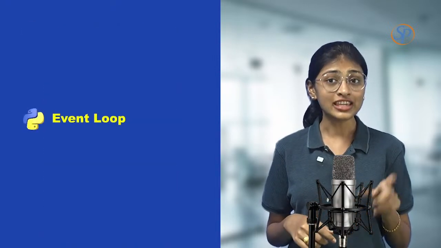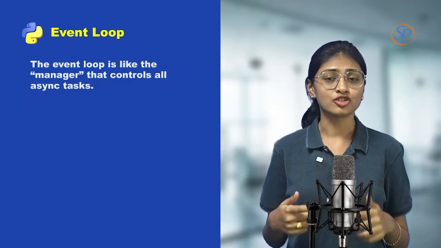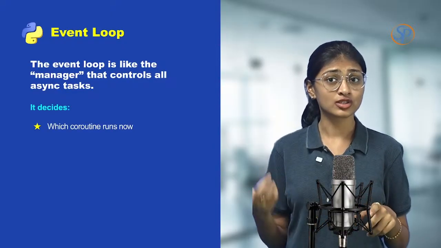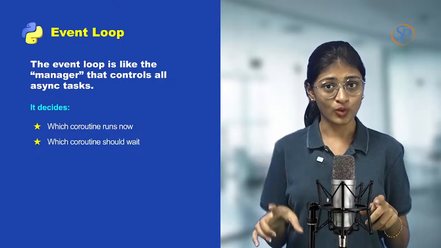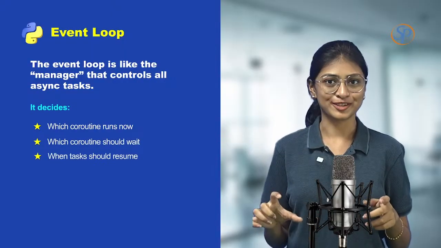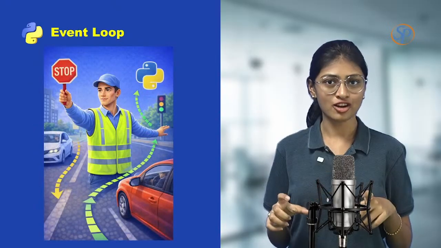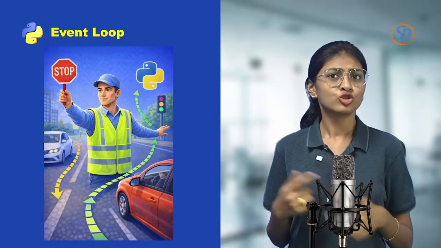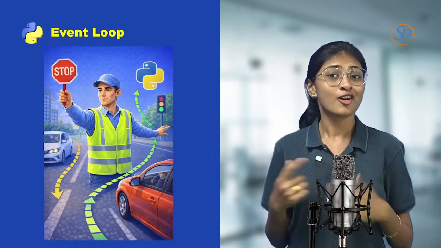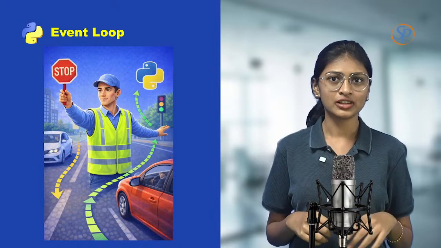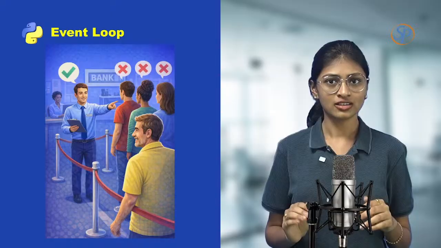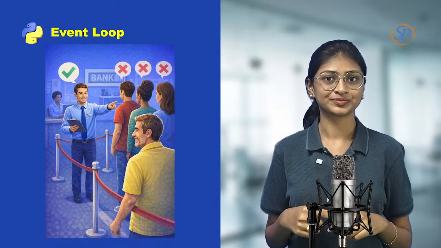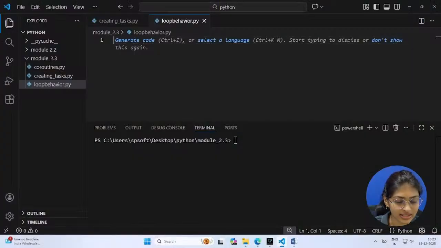Event loop. The event loop is like the manager that controls all the async tasks. It decides which coroutine runs now, which coroutine should wait, and when tasks should resume. Think of it as a traffic controller guiding vehicles so they don't collide. You normally don't control it directly. Python runs it behind the scenes. For example, when many people are waiting at the bank, the manager decides who goes next. That's an event loop. We'll see loop behaviors now.